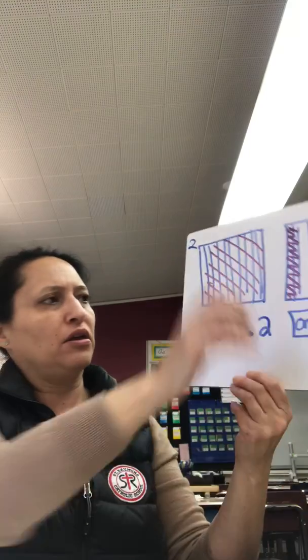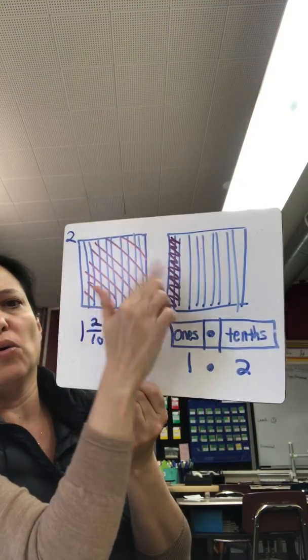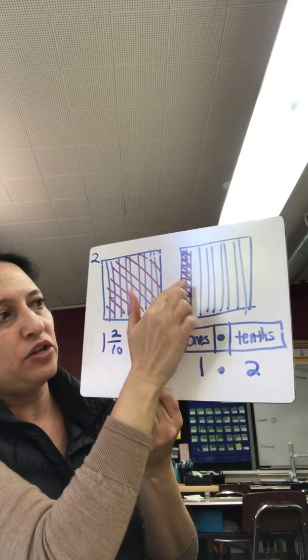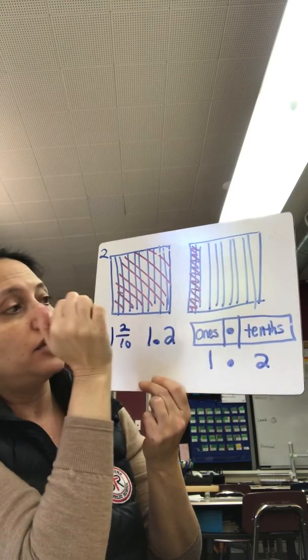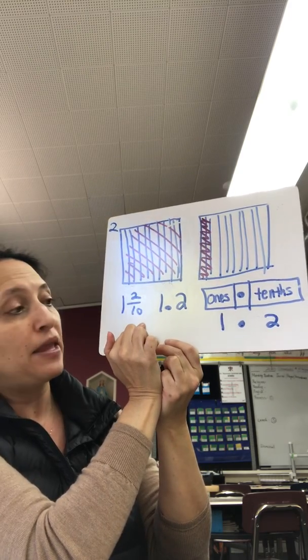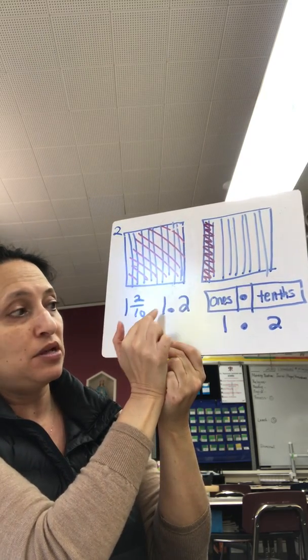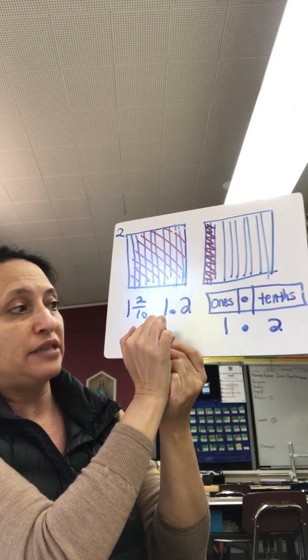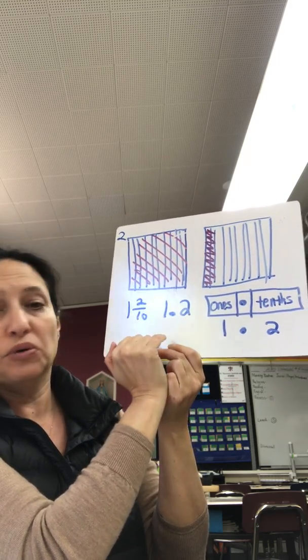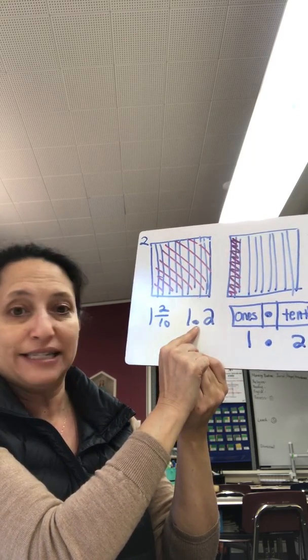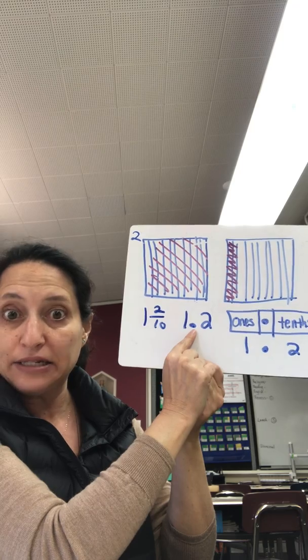Okay? So for number 2, you had 2 flats, a whole shaded in. You also had 2 tenths shaded in. So you had a whole and 2 tenths. So you had 1 and 2 tenths, right? So how would you write that as a decimal? 1 and 2 tenths. You could say 1.2, but it's more mathematically correct to say 1 and 2 tenths.